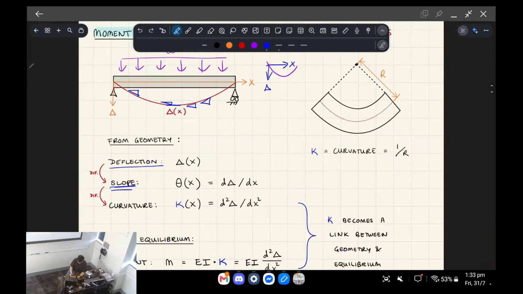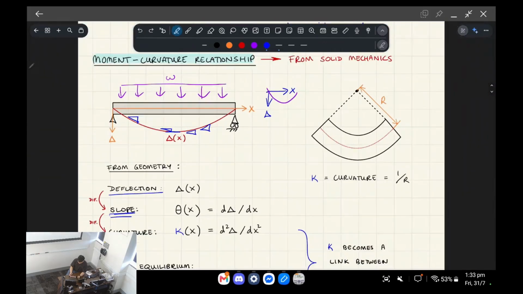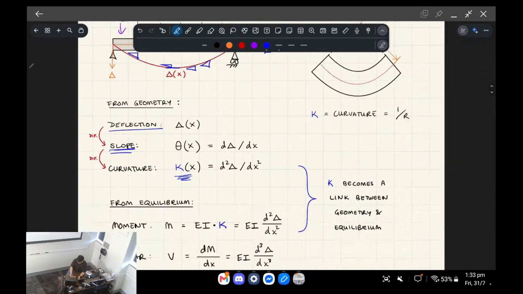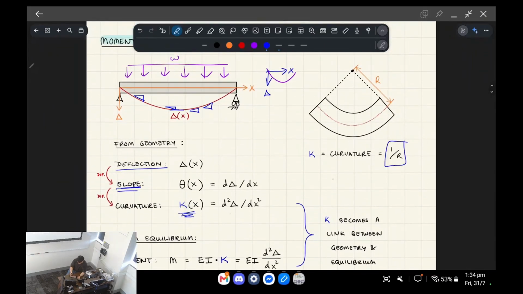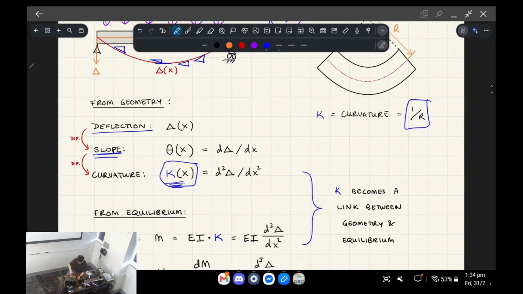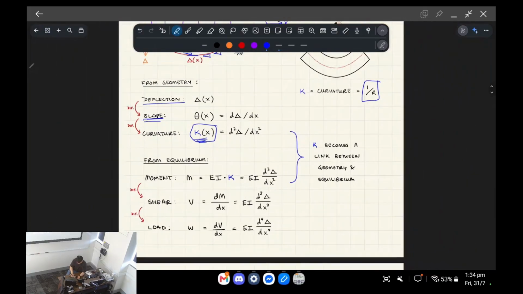Okay, so that's going to be our definition of it. What I was showing you earlier was just a way to easily visualize how curvature works, but the actual definition, this is the less intuitive definition: it's the second derivative of deflection.